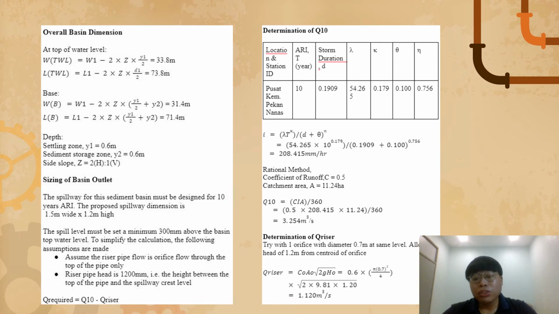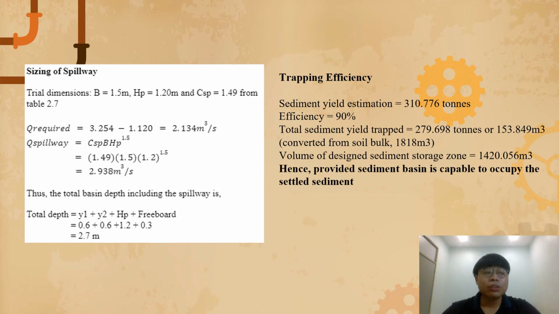Now with the determination of Q riser, we try with one orifice with dimension 0.7 meter at the stem level, and we allow the head of the 1.2 meter from centroid of orifice. So we get the Q riser is 1.12 meter cube per second. Now we go to sizing of spillway.